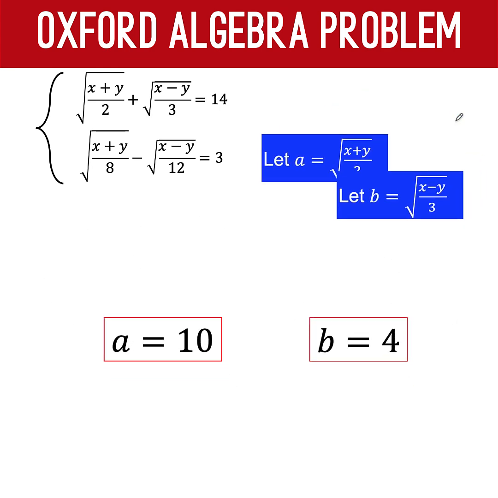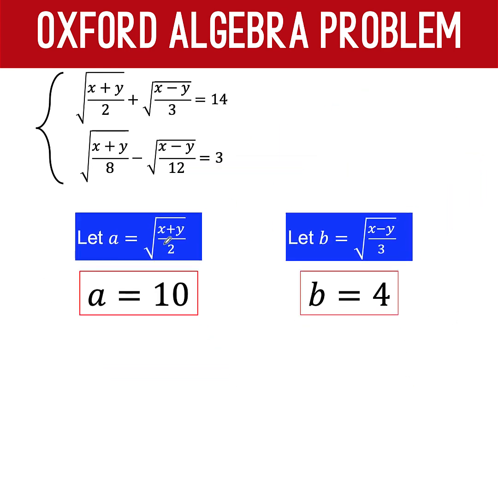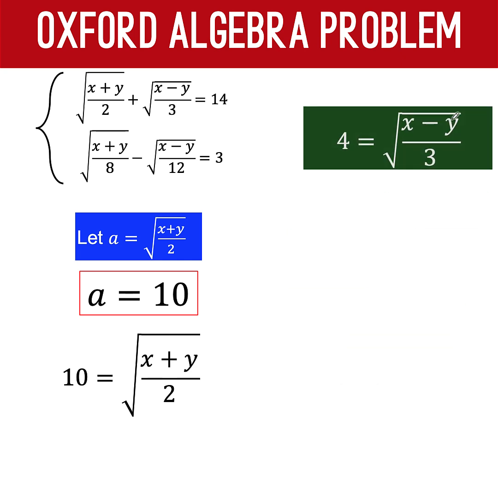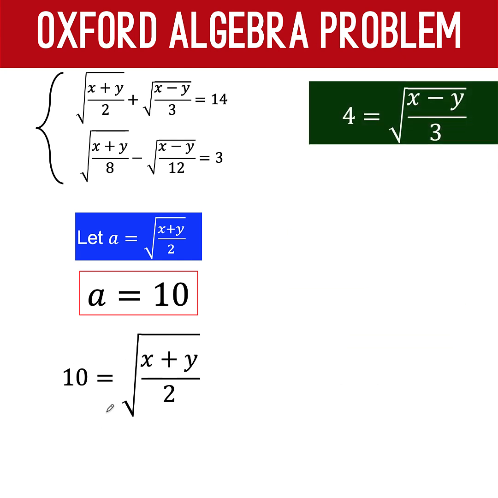So let's put them together. Since a is equal to 10, we now form this equation: 10 is equal to the square root of (x plus y) over 2. Similarly here, since b is 4, we substitute 4 for b to arrive at this equation. Now let's set aside this equation here, and let's work with the first equation.